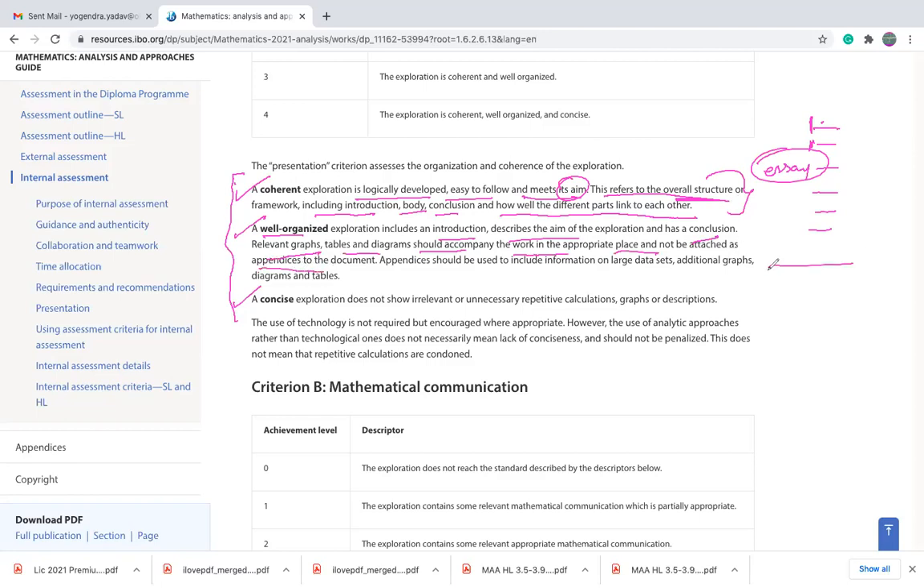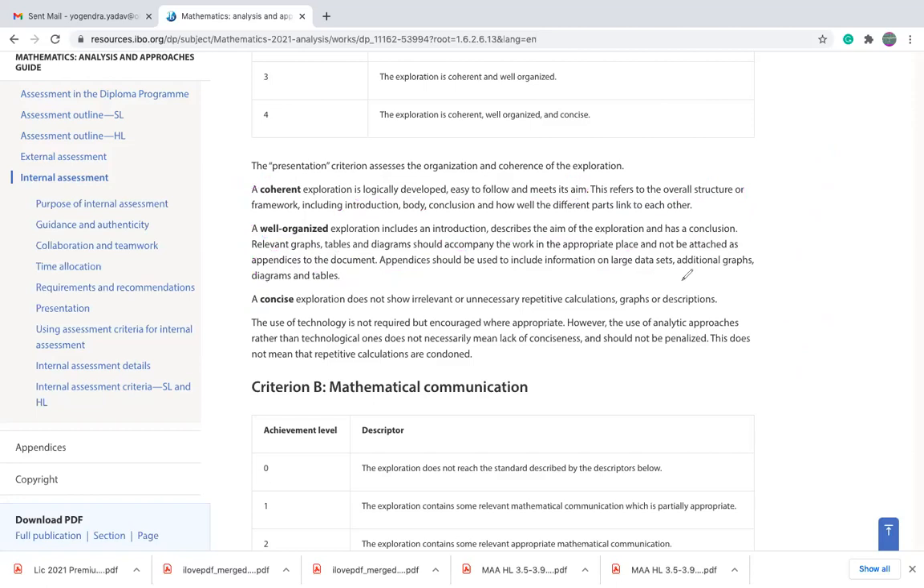Lots of kids think that they can attach lots of findings or tables in the appendix. I didn't even look at the appendix this year. As an examiner, I do look at the end parts to see whether there is some important information, but it generally isn't significant. So anything that you're writing in your IA should be in the main body rather than the appendix. Put in the relevant diagrams. Don't avoid large tables and all that. Conciseness is not repeating unnecessary calculations, graphs, or descriptions. Don't repeat the calculation. That's what I would say.